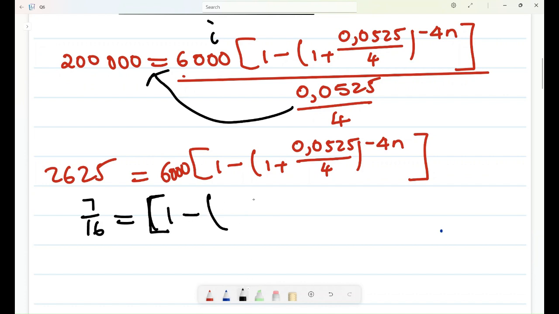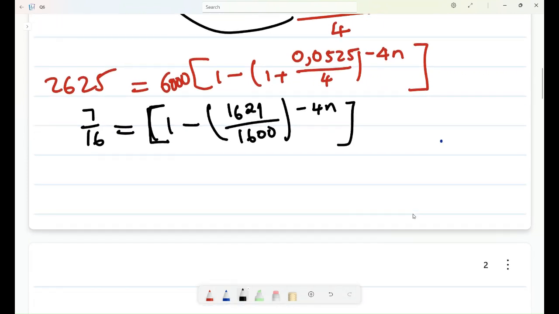We say 1 minus, we were about to manipulate this. What is 1 plus 0.0525 divided by 4? We get 1.0131... let me check. 1621 divided by 1600, to the power of negative 4n.